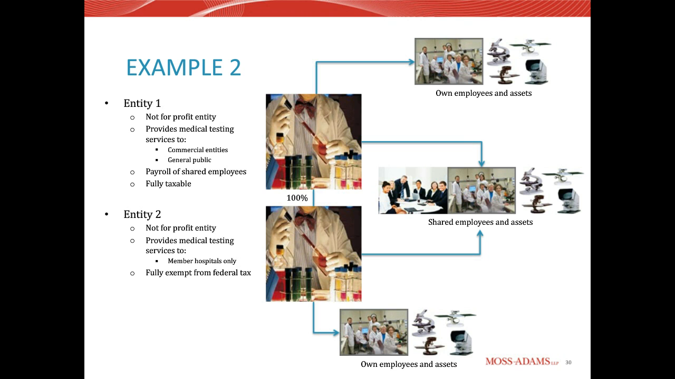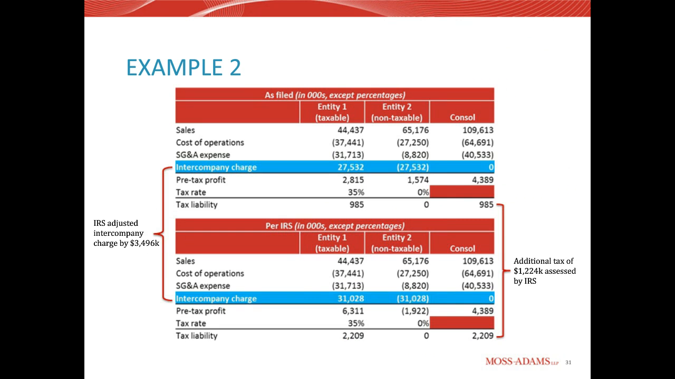Now, each of these entities has its own employees and its own fixed assets, but in addition, the taxable entity ends up having some employees and fixed assets that are shared with the non-taxable entity, Entity 2. So now let's again look at the situation. In this situation, the taxable entity determined that the cost of the shared employees and shared assets that were used by the non-taxable entity were about $27.5 million.